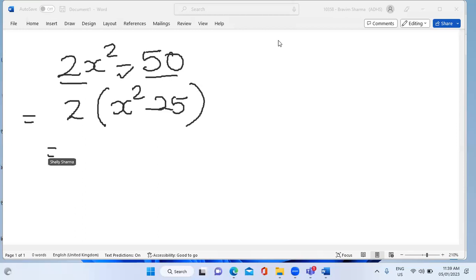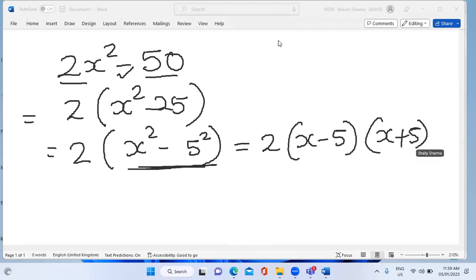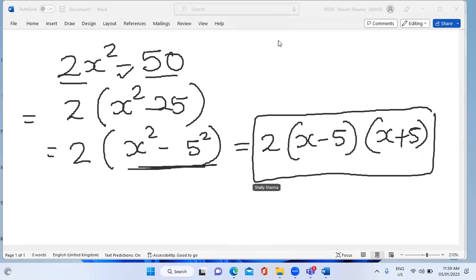Now I can see that it can be written as 2 times, and x squared minus 25 can be written with a square number, which is 5 squared. And now here I will apply my formula of factorization for the difference of the square of two terms. So it would be 2 times (x minus 5) and (x plus 5). This completes the question. Okay. Let's take a few more categories of the same type.